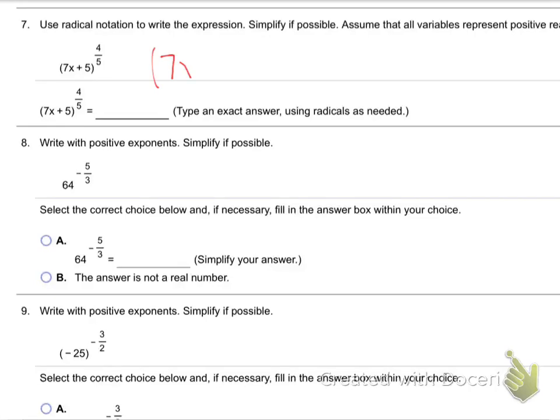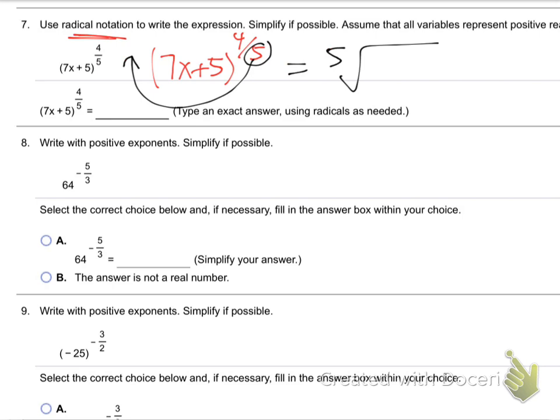So (7x + 5) to the 4/5 power. What are you supposed to do with that thing? What do they want me to do? They say use radical, meaning write it as a root. Make it into root language. So the 5 is going to go where? Into the hook. That's all we're going to do.